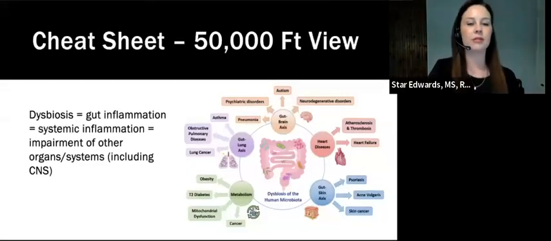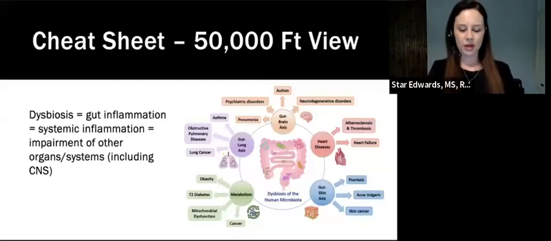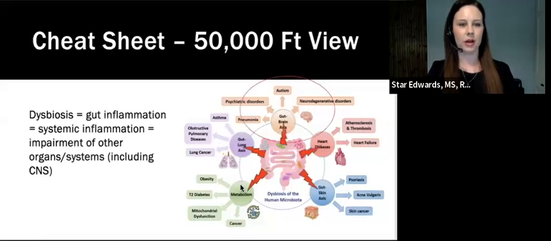So let's start with dysbiosis. BiomeFx is going to give you a pretty clear picture of if your patient has dysbiosis. And if so, we can assume that your patient has gut inflammation. And from there, we can assume that your patient has systemic inflammation and that this systemic inflammation is going to impair other organs and systems along that gut organ axis, including the brain.